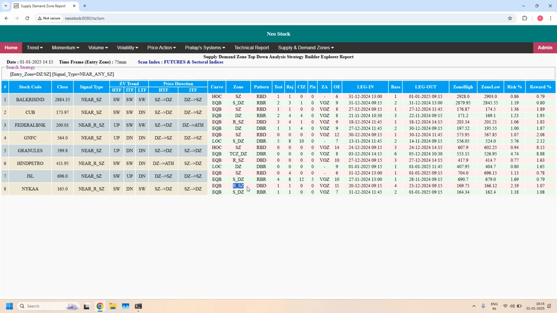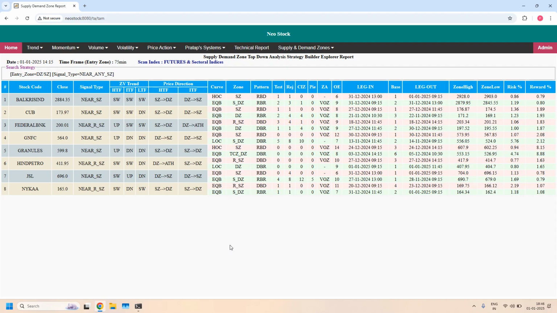NYKAA is also having high liquidity 75 minute supply zone. This is also having high liquidity demand zone also. Sometimes, either side we get trade opportunities when both are high liquidity zones. Okay, these are the high liquidity ones: first one, second one, third one. We have 3 high liquidity 75 minute supply zones from this list.